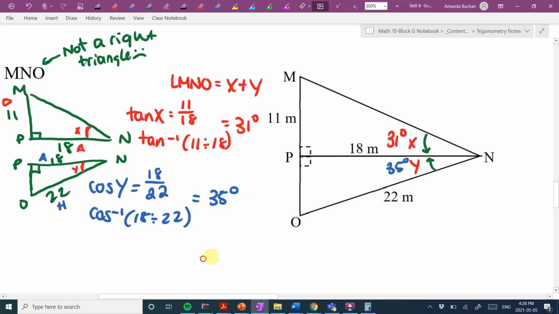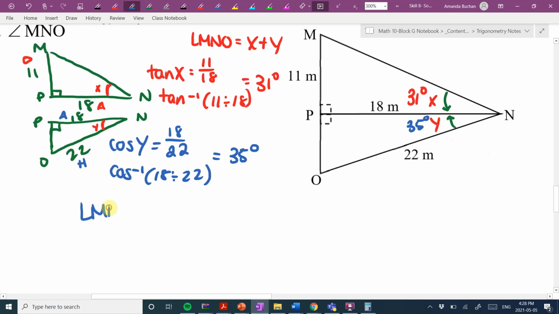So what is that angle in total? 31 plus 35, 66 degrees. So once again, it's just another addition problem, with the difference being we're adding angles instead of sides.